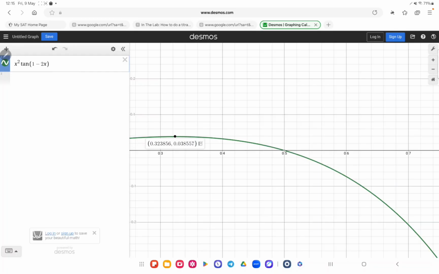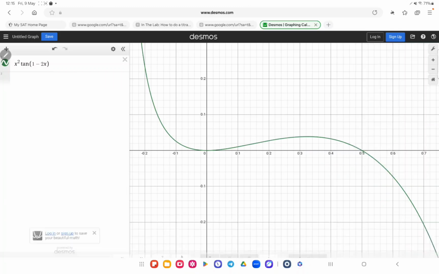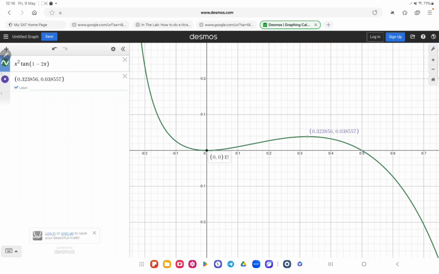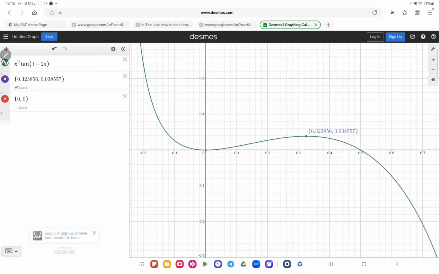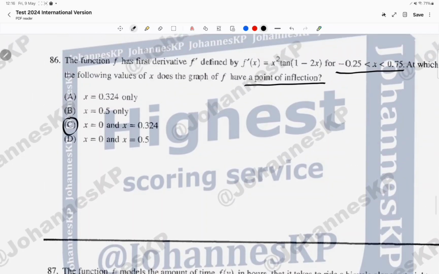Let me just play with my window again. I think this has to be negative. Okay, now it's perfect. So now it's going to be flat twice, right? One time here. Let's label it. And one time here. That's 0. Yep, it's going from negative to positive, then positive to negative. So there's going to be a sign change. So it's going to be at 0 and 0.323. So it's actually going to be C. All right.